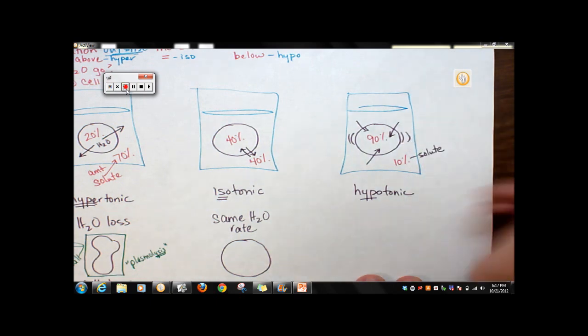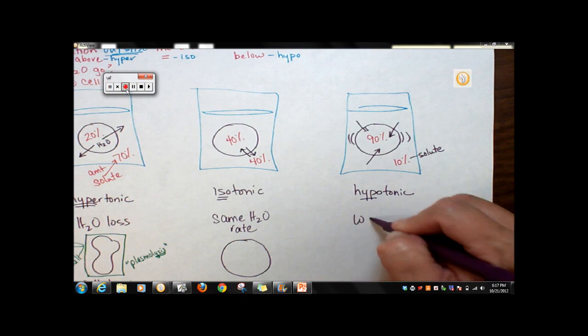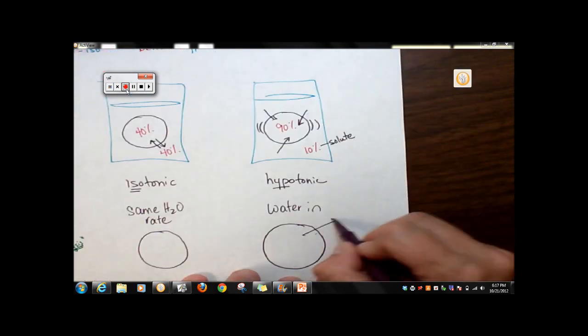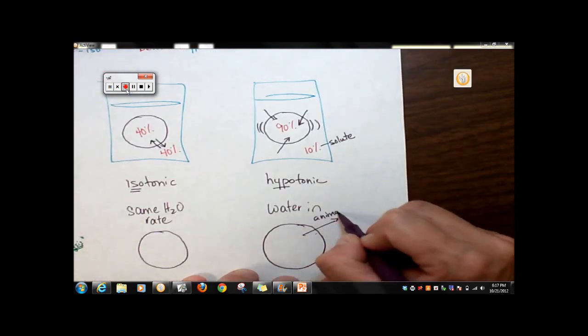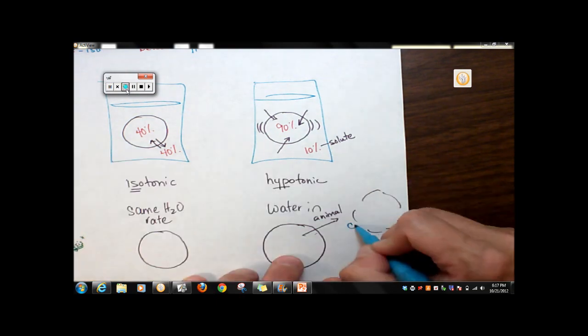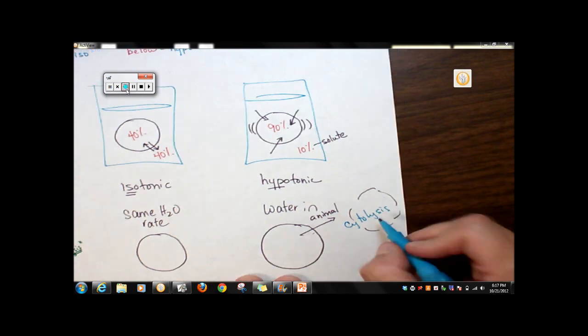It looks kind of like a... anyway. So the cell will swell. So water's going to go in and the cell's going to get really big. Okay? If it's an animal cell, it will actually pop. This is called cytolysis because the cell is breaking.